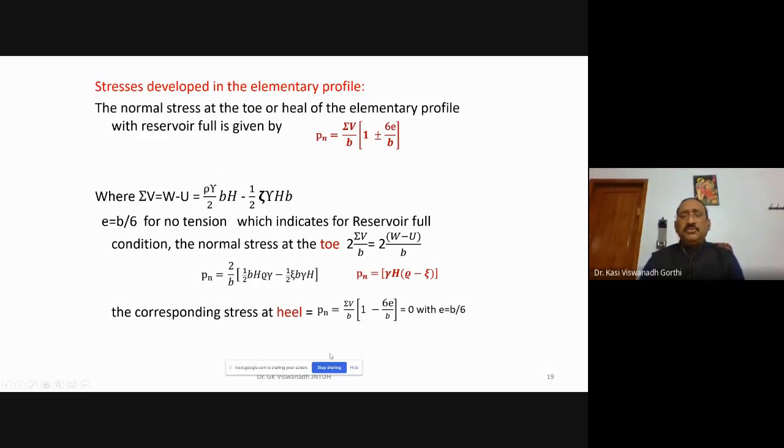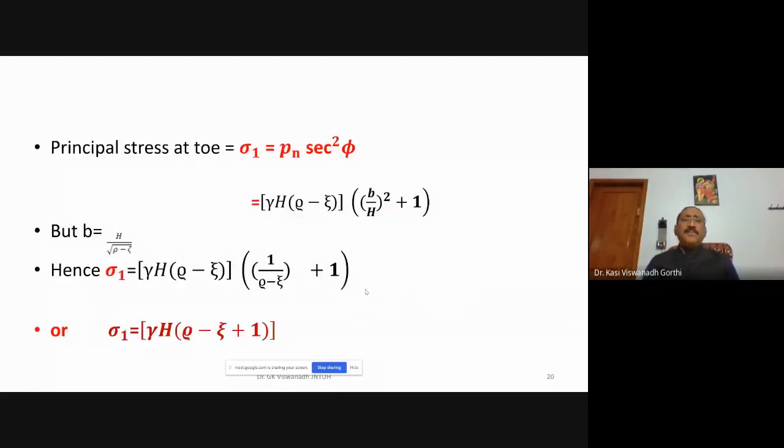E is going to be B by 6, which indicates that at the heel there is no tension developed, and at the toe there is a normal stress of Pn, and this normal stress Pn must be within the permissible or allowable stress. So the principal stress at the toe, as you have seen in the previous class, is Pn secant squared phi. Pn, the normal stress we have seen, is gamma H into rho minus zeta, which we have just now computed, into secant squared phi, 1 plus tan squared phi.